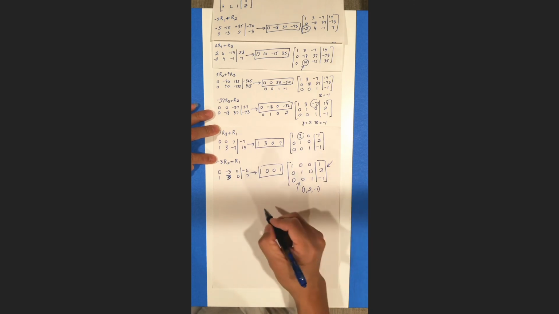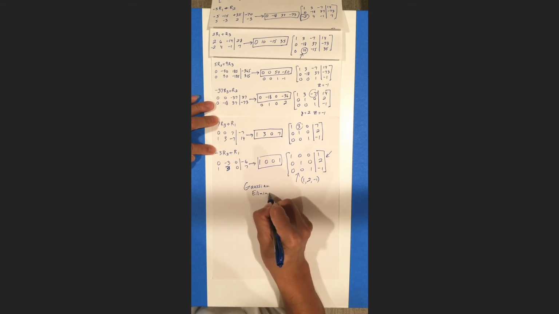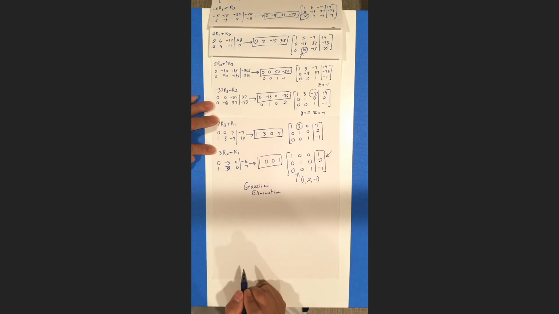Okay, again, this process is called Gaussian elimination. And that's how you do it. Hopefully you're able to do that. Try a couple problems at home. Okay, all right, good luck.